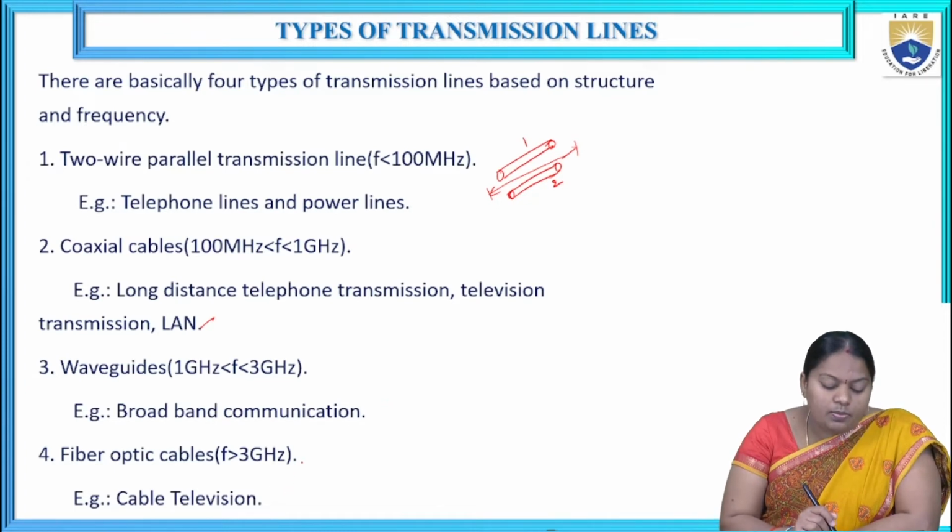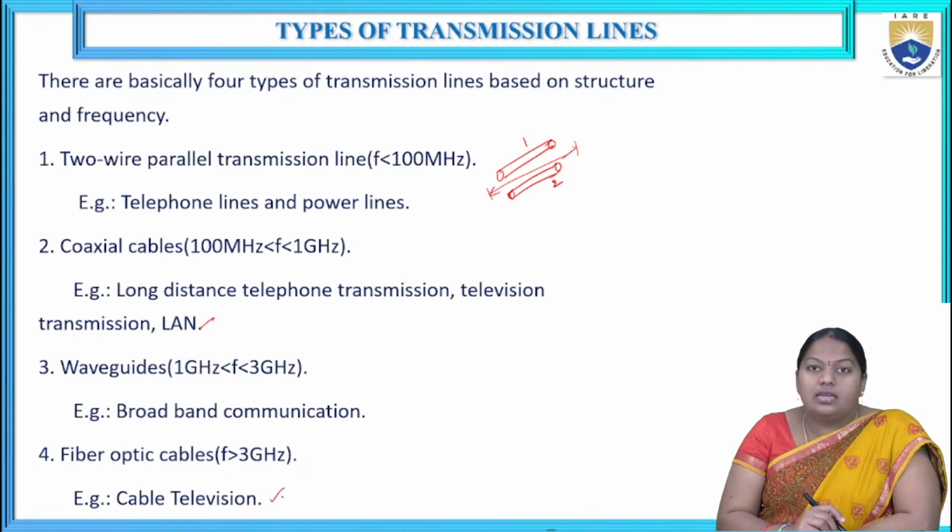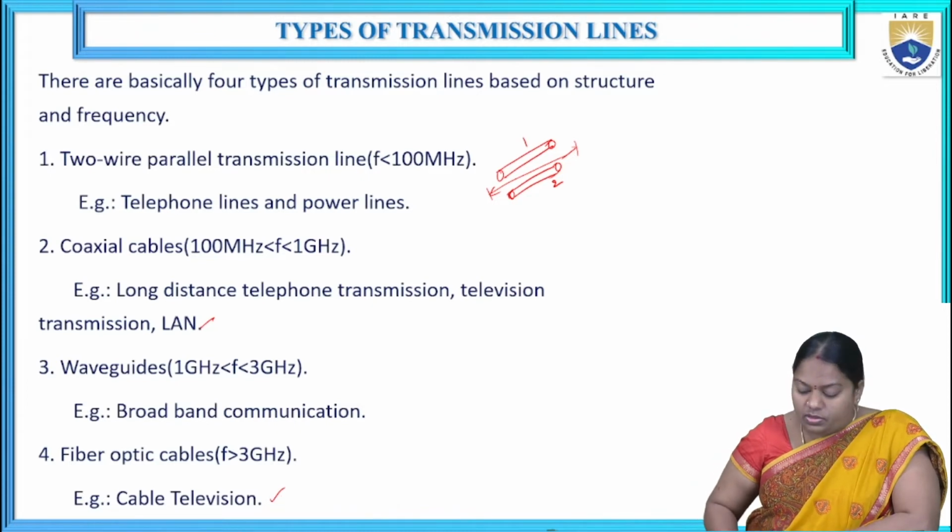The fourth type: in order to send signals of more than 3 gigahertz, we use another type of transmission line called fiber optic cables. Cable television is the best example for fiber optic cable. In this we can transmit signals in a range of more than 3 gigahertz.